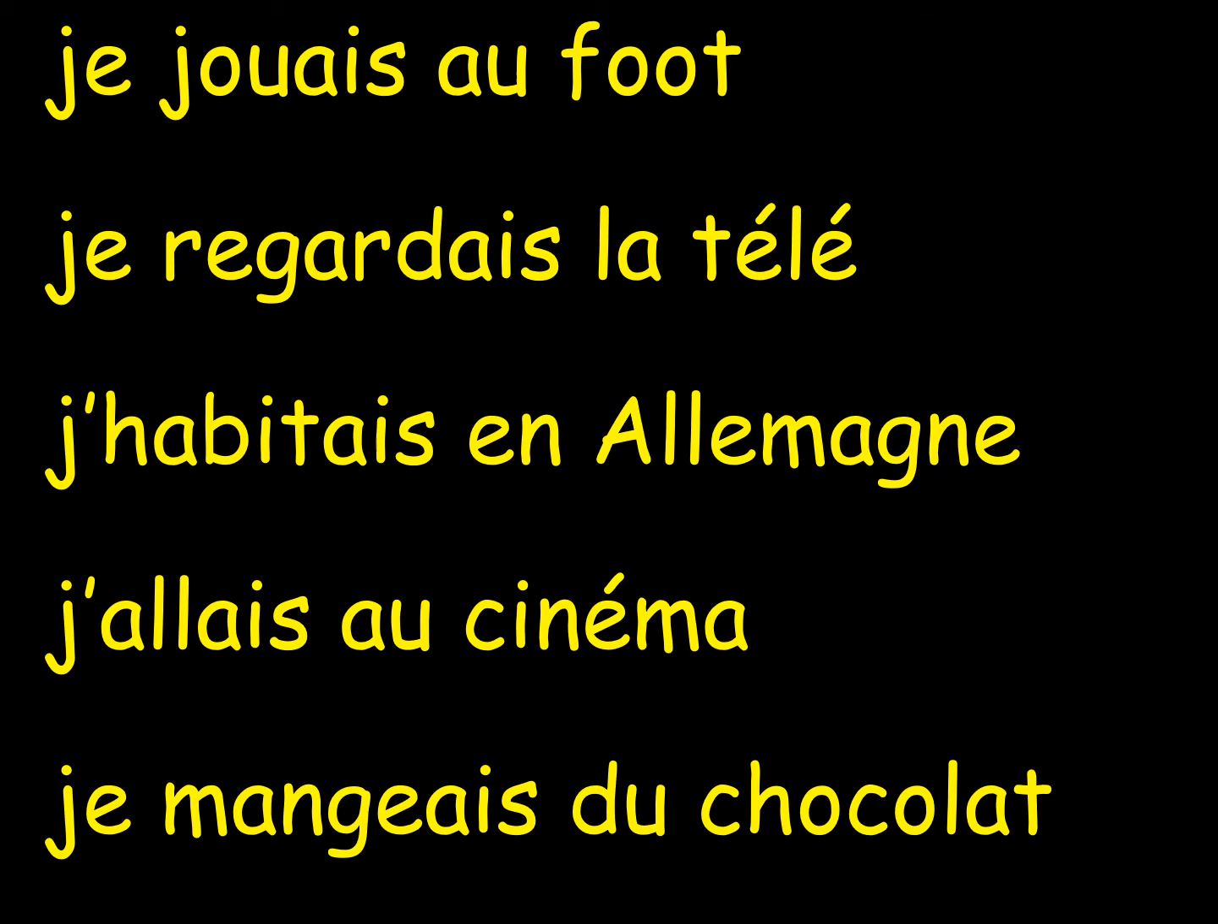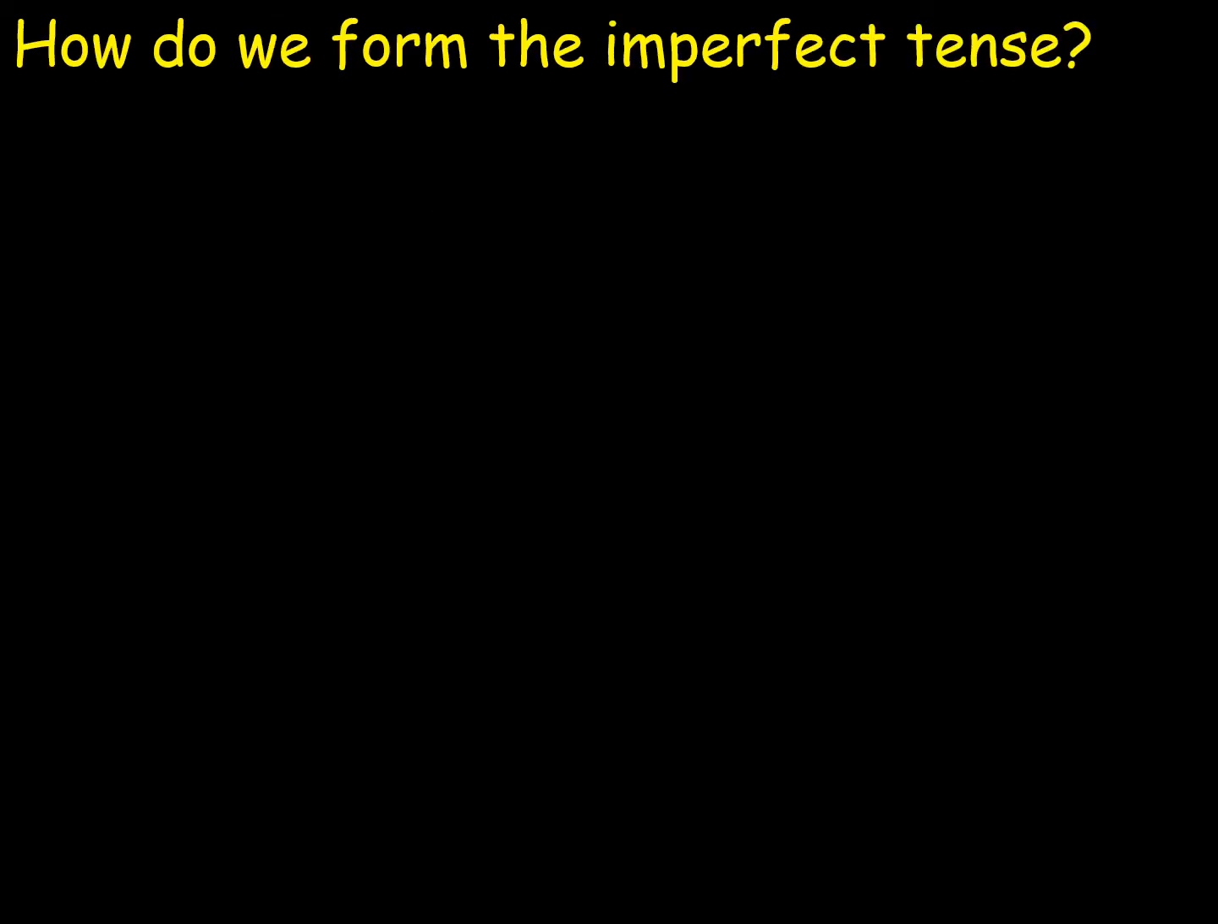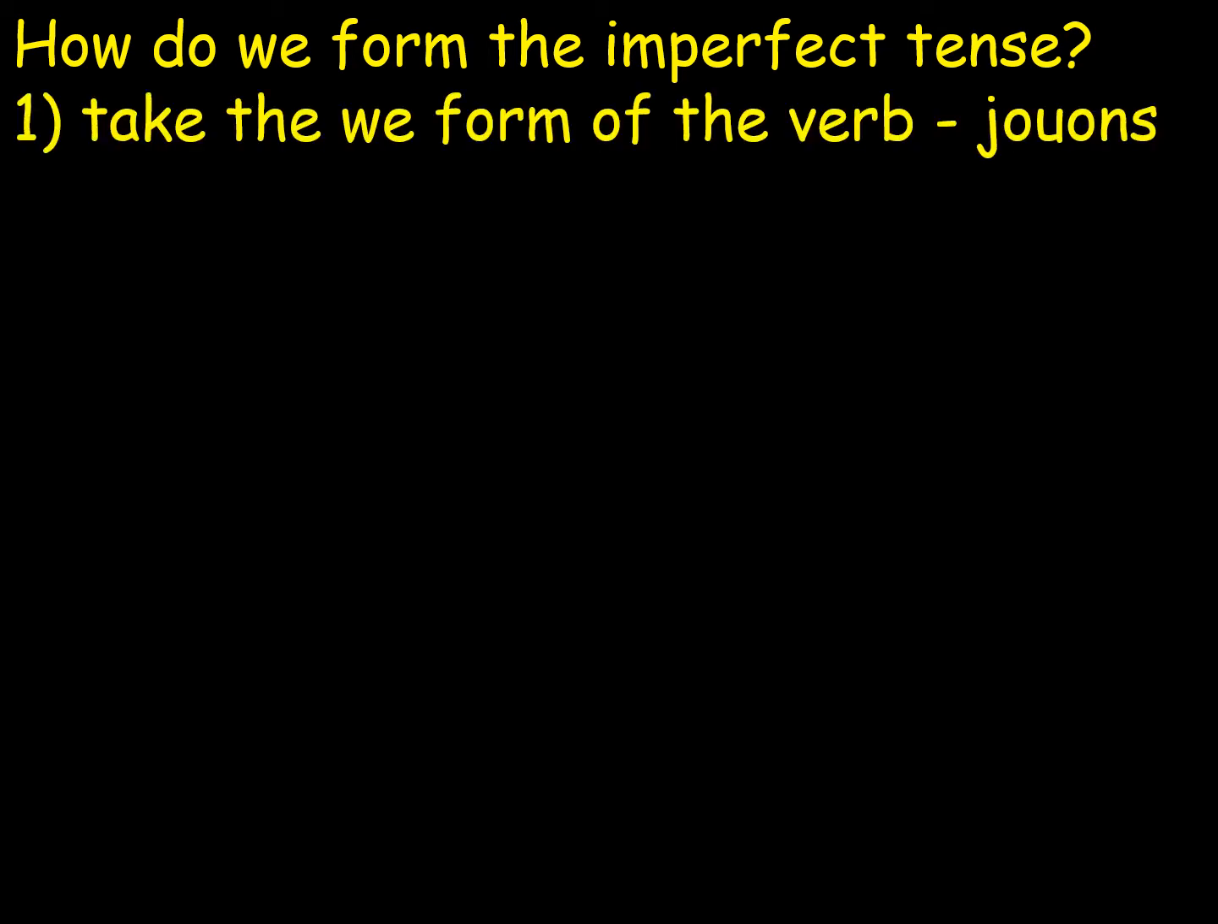I'm going to show you what it's about. So let's have a look. How do we form the imperfect tense? The proper version is this. This is quite complicated though, so we need to think carefully and pay proper attention for the next few minutes. The first thing we need to do is find the we form in the present tense, which with an ER verb normally involves taking off the ER and adding on ONS. But the first thing we need to do is find that part of the verb, the we form in the present tense.